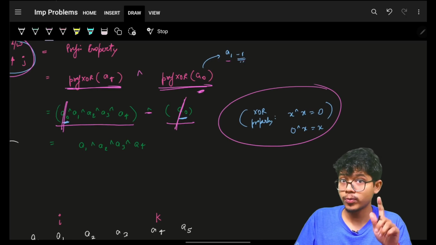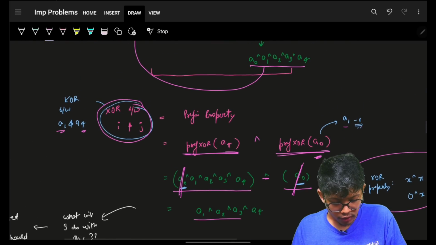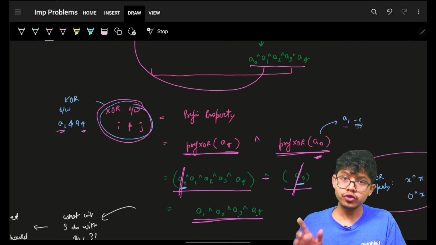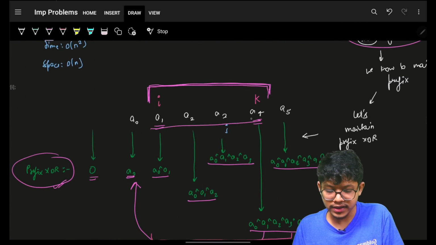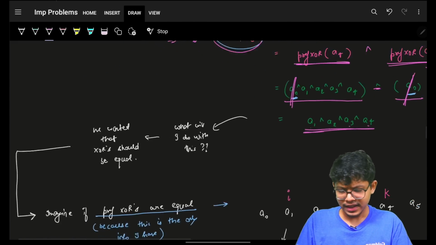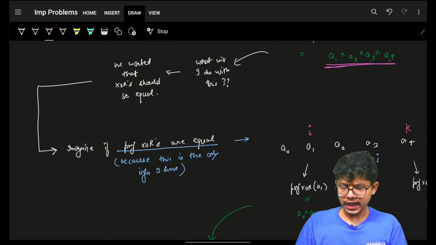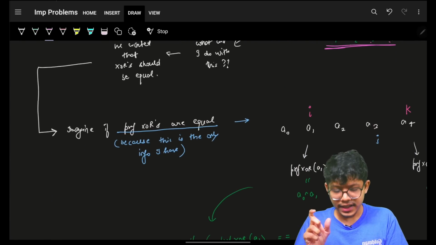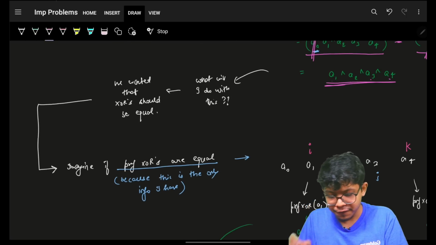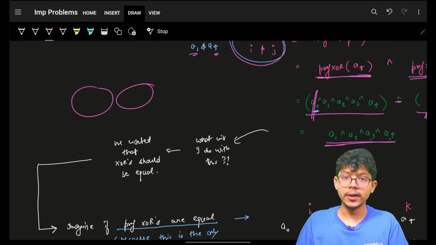That's a very important XOR property. Now we realize that we got the result as A1, A2, A3, A4 XOR, which is the same way of saying it is the XOR in this range A1 to A4. But again, Aryan, that is what I didn't need. I needed to make sure the XORs of two ranges are equal.